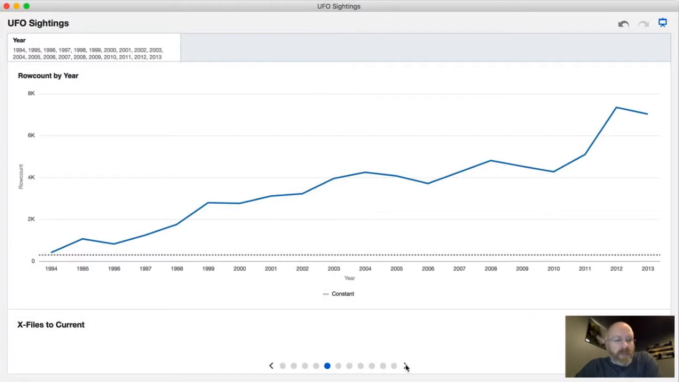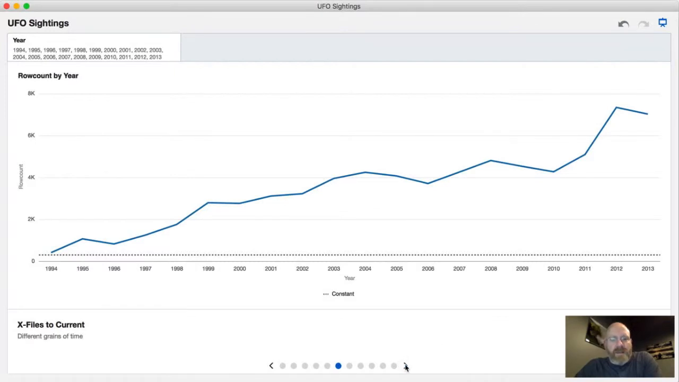Now, whether this is attributed to the show and the fanaticism around the show or not, I can't make that correlation just in this data set alone. But it's clear that from when The X-Files were introduced, the number of UFO sightings has increased dramatically. So we go from a number of 421 here in 1994 all the way up to over 7,000 in 2013. So a pretty incredible increase there year over year.